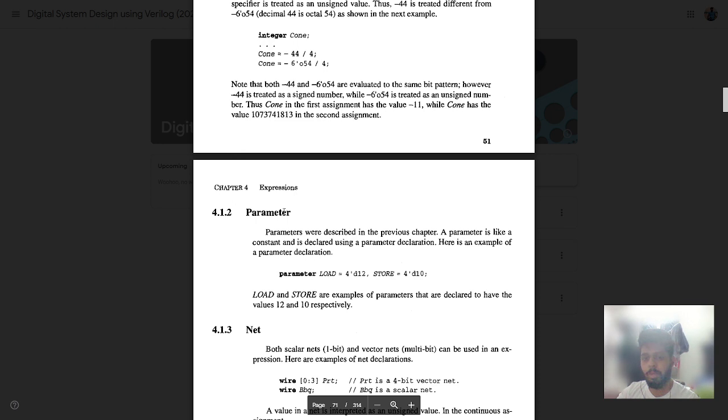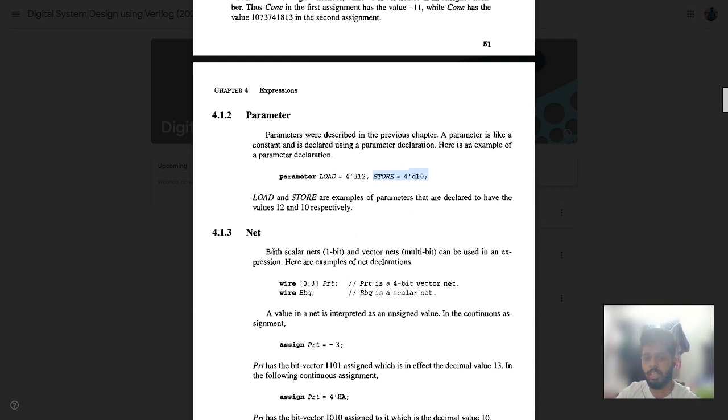What is a parameter? We have also discussed what are parameters in the previous chapter. Let us see again. A parameter is like a constant and is declared using a parameter declaration. Here is an example of parameter declaration. Parameter load is the value of the load given, and store is the value of the store given. Load and store are both examples of parameters.